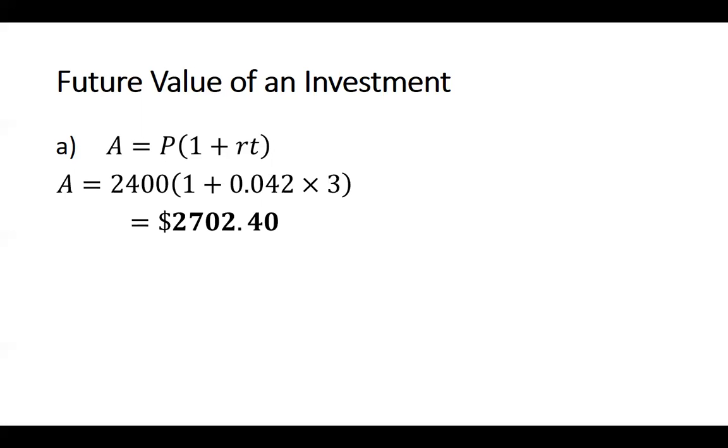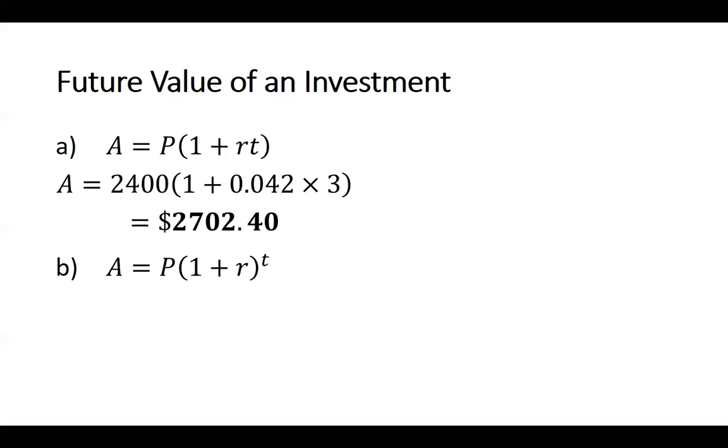So you started with $2,400 and you ended up with $2,702.40. Since we know our principal amount, that $2,400, we can also determine how much interest we made. That would just be taking our future value, $2,702.40, and subtracting the $2,400, and we see we made $302.40 in interest. So that's how much we would have after 3 years with simple interest.